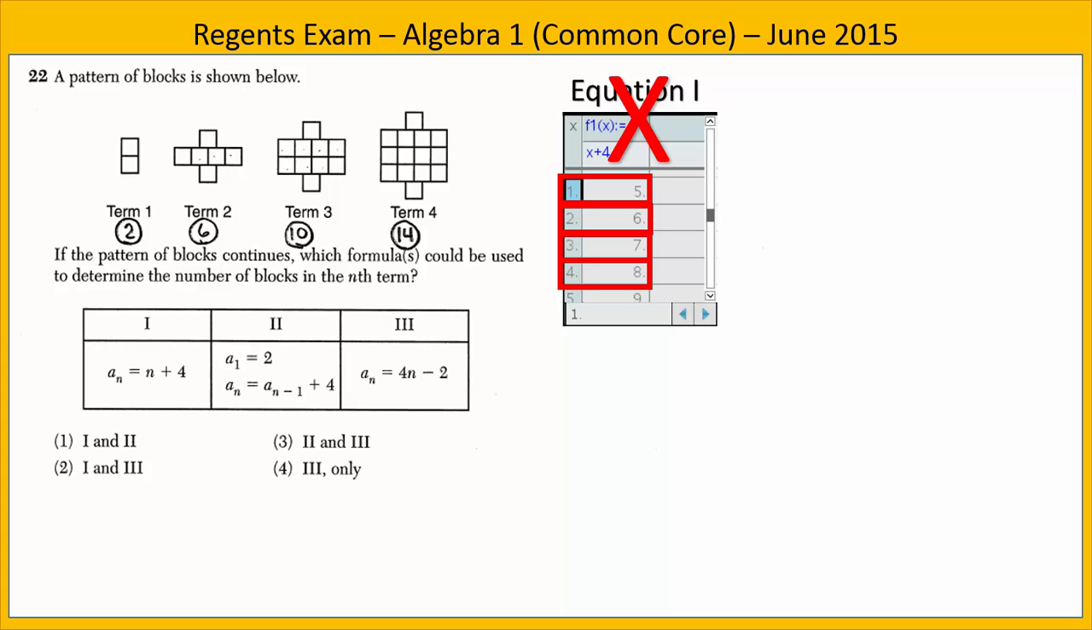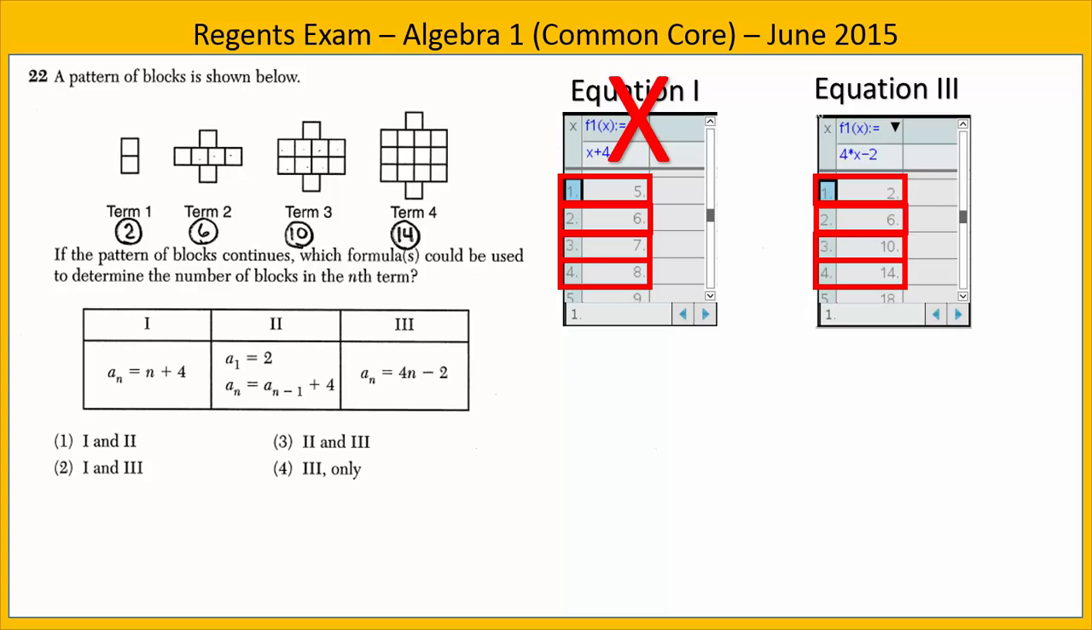Let's look at the third equation. That's also an explicit formula. We can put that in our calculator as y equals 4x minus 2. When we do that, we see the first term is 2, the second is 6, the third is 10, the fourth is 14. That matches our sequence, so equation number 3 is a valid equation.